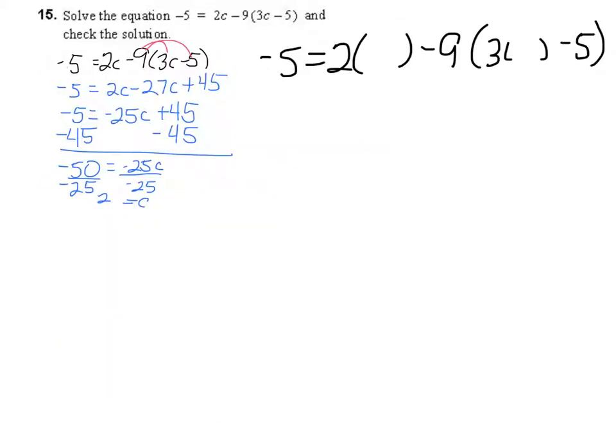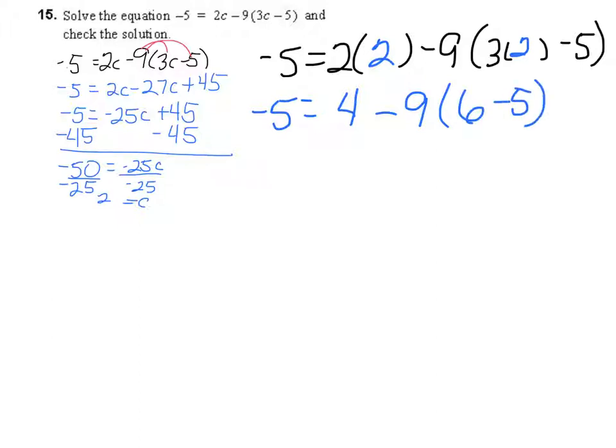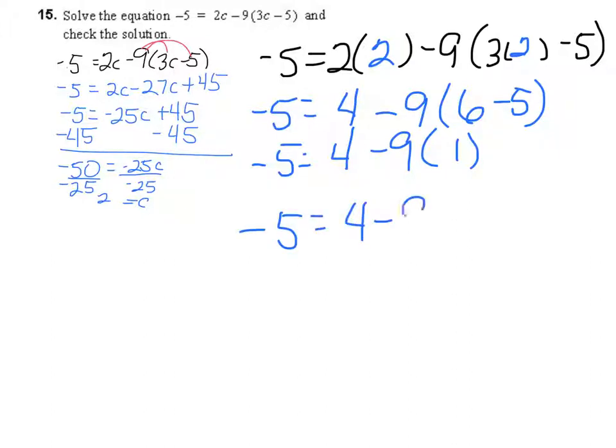And as always, we're substituting 2 back in for c to make sure we get negative 5 that we want. I hope. 2 times 2 is 4. Minus 9 times 3 times 2 is 6. Copying the rest down patiently. 6 minus 5 is 1. And sure enough, negative 5 is the same as 4 minus 9. So I'm confident that my answer of 2 was correct.